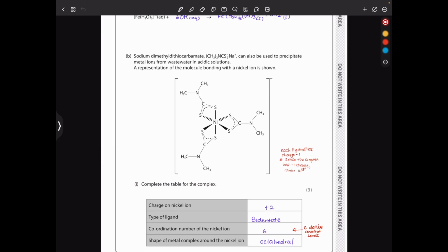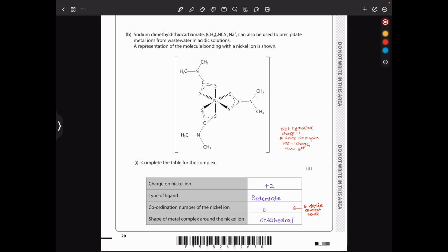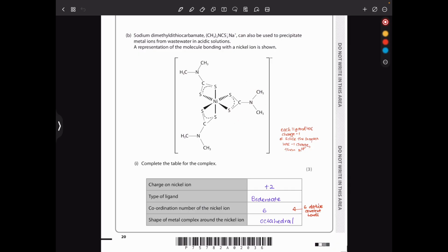And then in part B, sodium dimethyl dithiocarbamate, which is that, can also be used to precipitate metal ions from wastewater in acidic solutions. A representation of the molecule bonding with a nickel ion is shown. We can see we have 3 ligands here, and each ligand is a bidentate ligand. The coordination number for the nickel is going to be 1, 2, 3, 4, 5, 6, so coordination number 6, and the overall charge is -1. Since each ligand is -1 charge, and here we have -1, it means our nickel is nickel 2+.